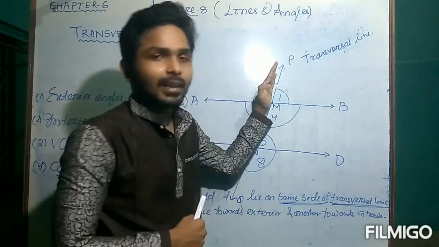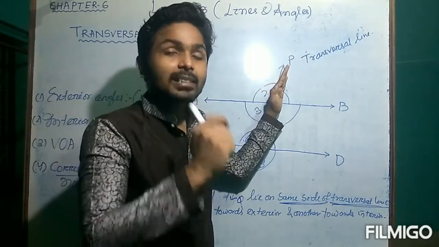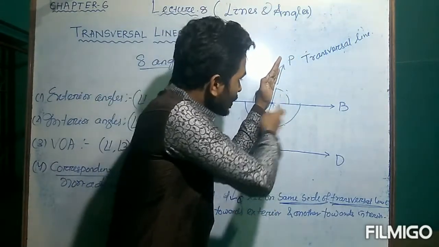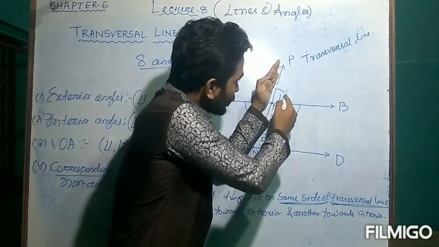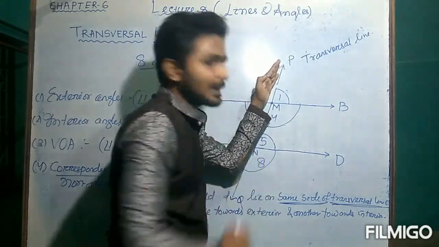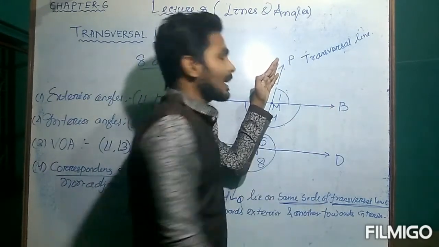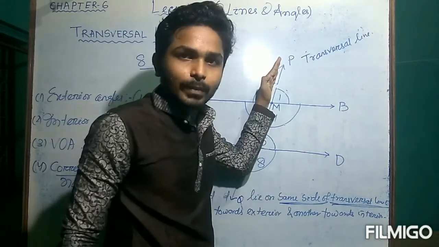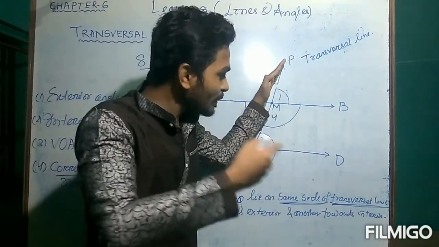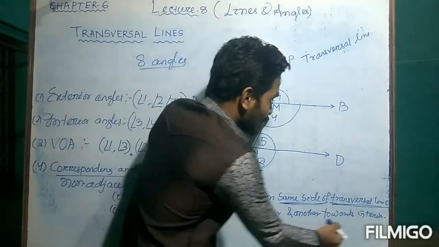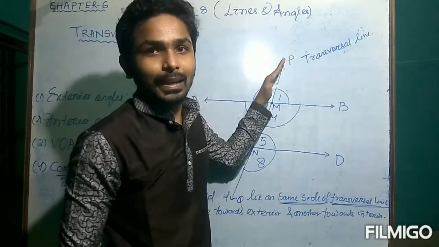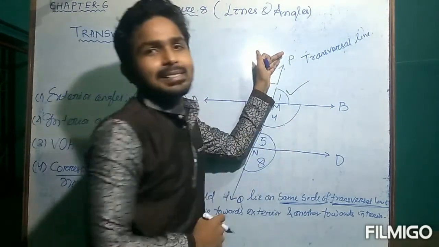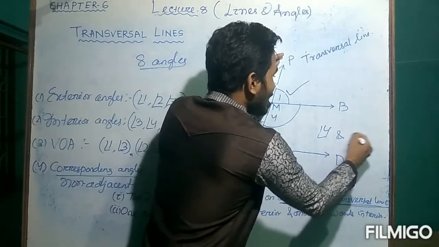Now, according to the second condition, out of the two angles, one angle should lie in the exterior direction. In this direction, how many angles do we have? We have four angles: 1, 4, 5, 8. Consider angle 1. Angle 1 lies towards the exterior side. Then the second angle should lie towards the interior, where we have two angles, angle 4 and angle 5.